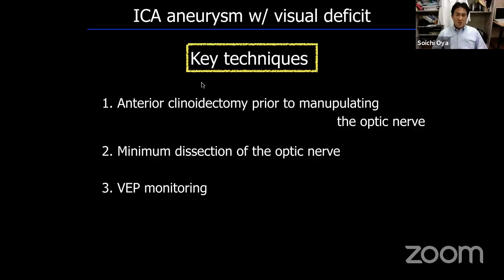So our key techniques for ICA aneurysms causing visual deficits, I think, are anterior clinoidectomy prior to manipulating the optic nerve to reduce the additional damage, and minimal dissection of the optic nerve. And also, if possible, in some cases, visual evoked potential monitoring is helpful.